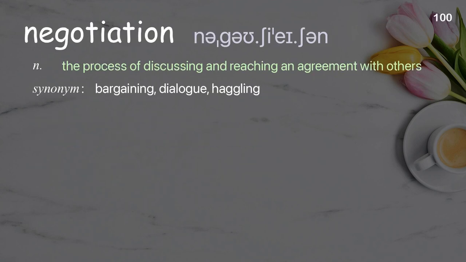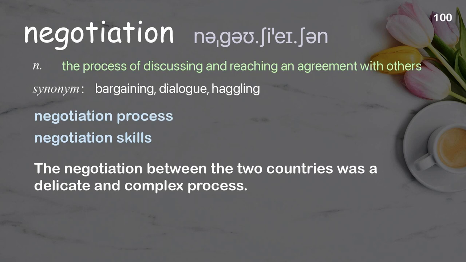Negotiation. The process of discussing and reaching an agreement with others. Examples: negotiation process, negotiation skills. The negotiation between the two countries was a delicate and complex process.